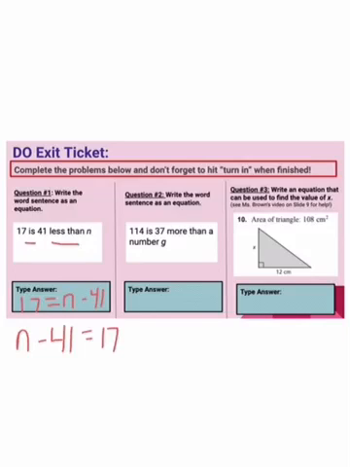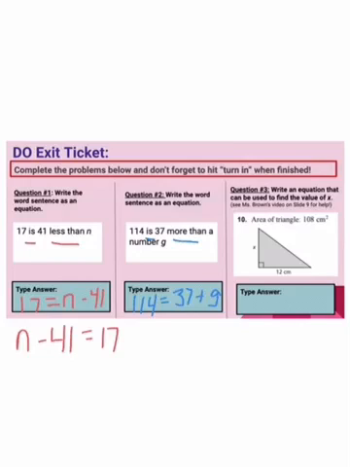Question number 2, write the word sentence as an equation. 114 is 37 more than a number g. So for this one, again, we see that word is, which means equals, and more than, which tells us we're going to be having some addition here. So 114 is 37 more than, or plus, g.